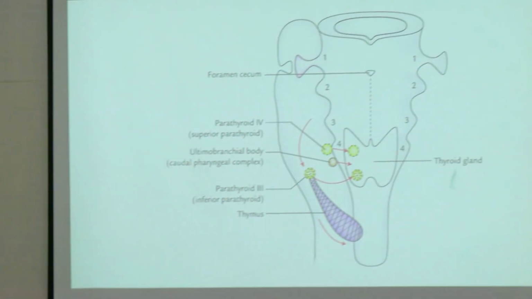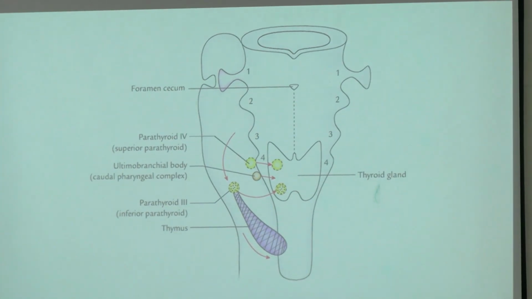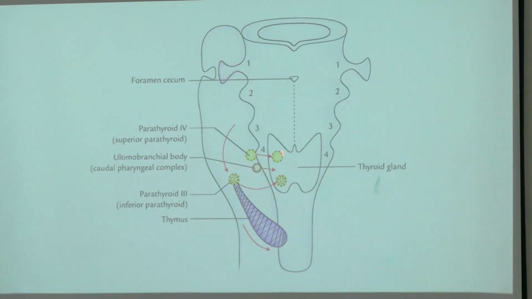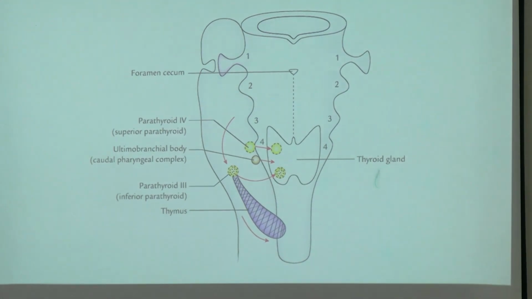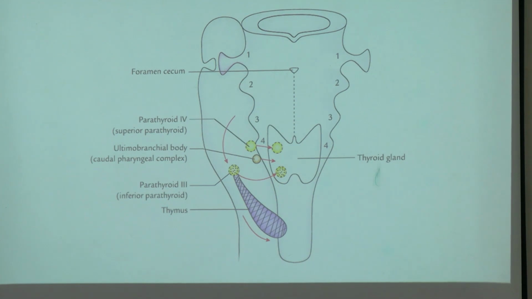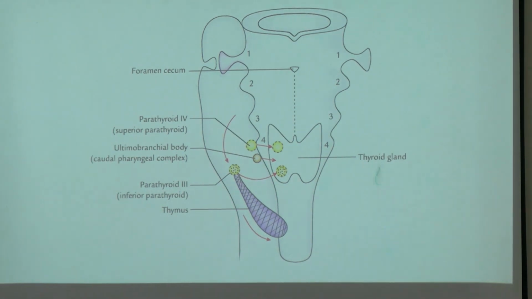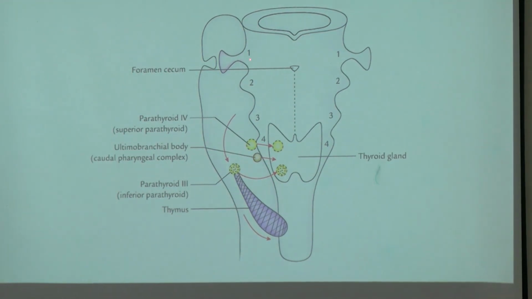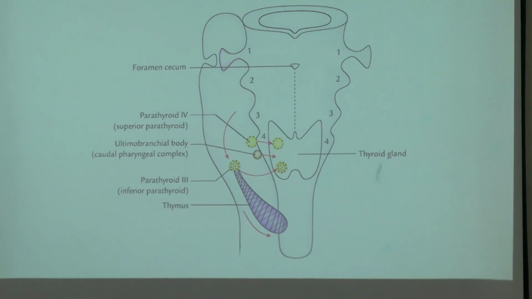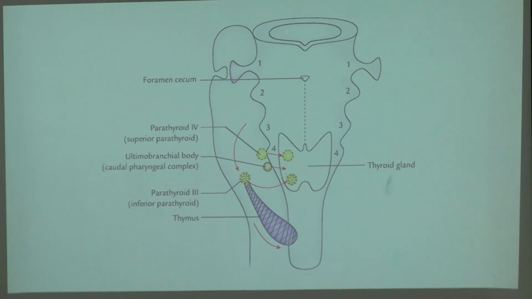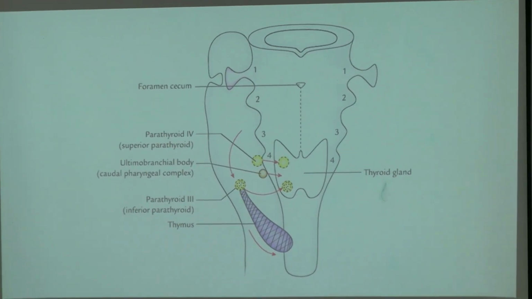This is the diagram for the pharyngeal pouches. You can see and compare the structures once. This is the first, second, third and fourth pharyngeal pouches. The first one will form the tubotympanic recess, the second one will form the tonsil, that is tonsillar crypts.